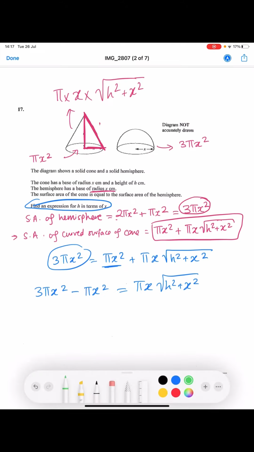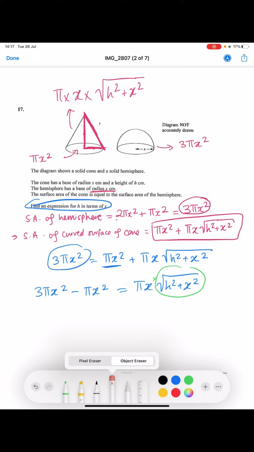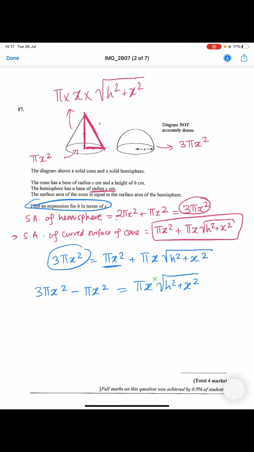So this pi x is actually being multiplied to all of this. Okay, so to get rid of this component, we just do the opposite of this operation, which is divide. So we need to divide this side by pi x. Okay, because basically if I divide this side by pi x, I'm basically cancelling this out. Okay, so let's see what we get.